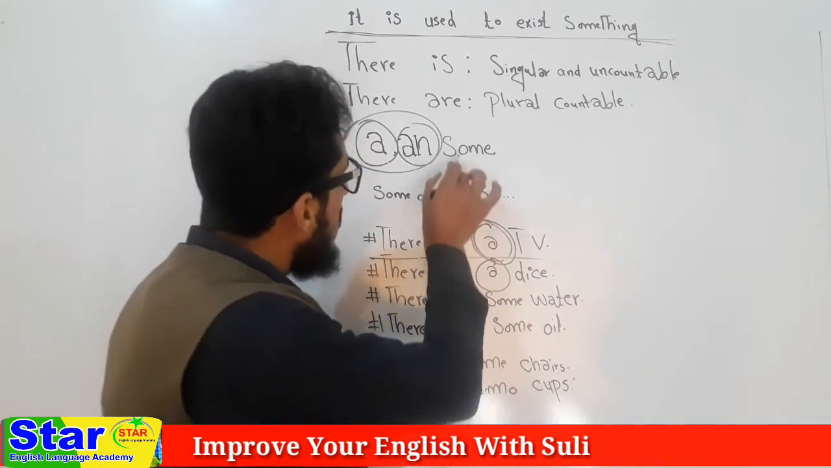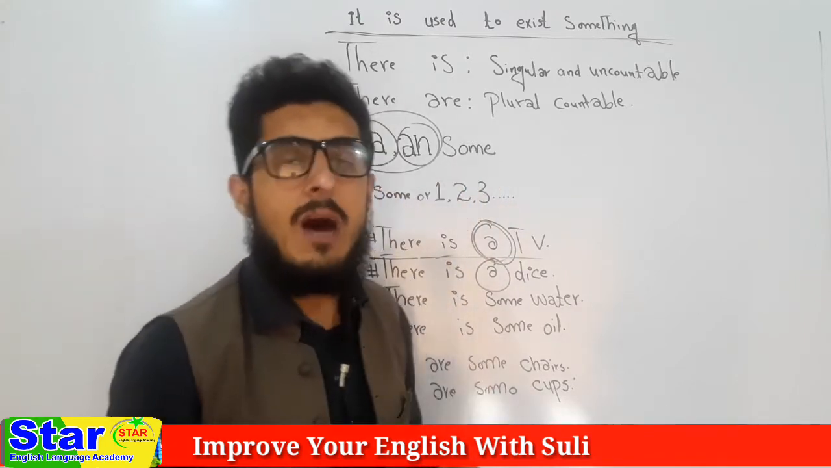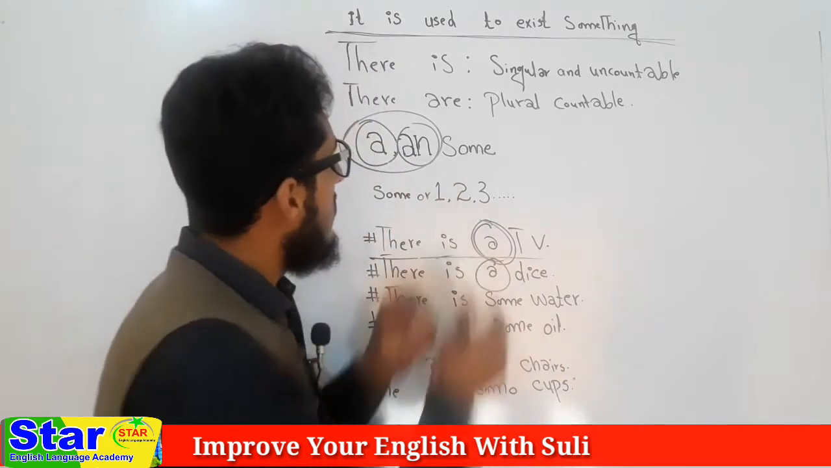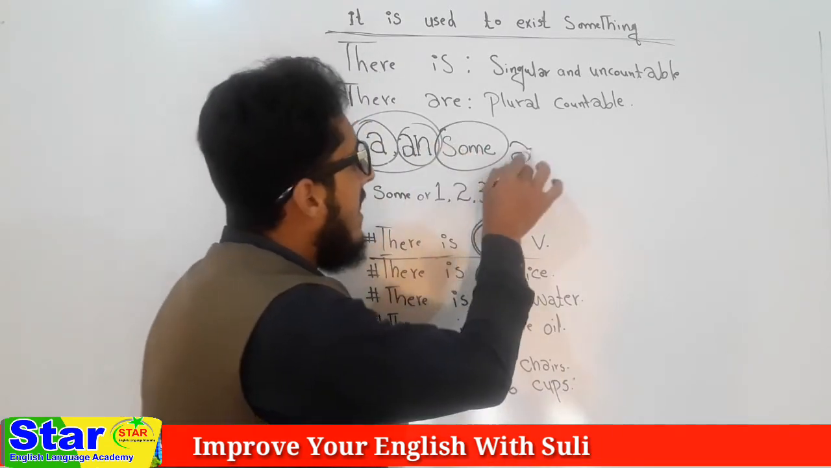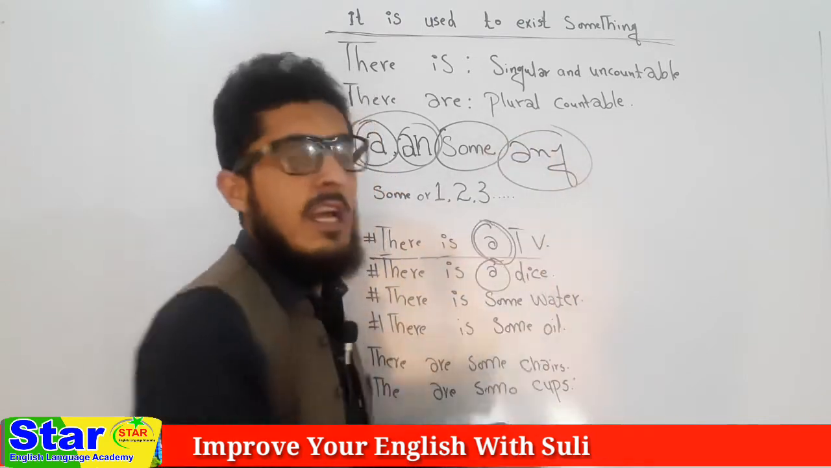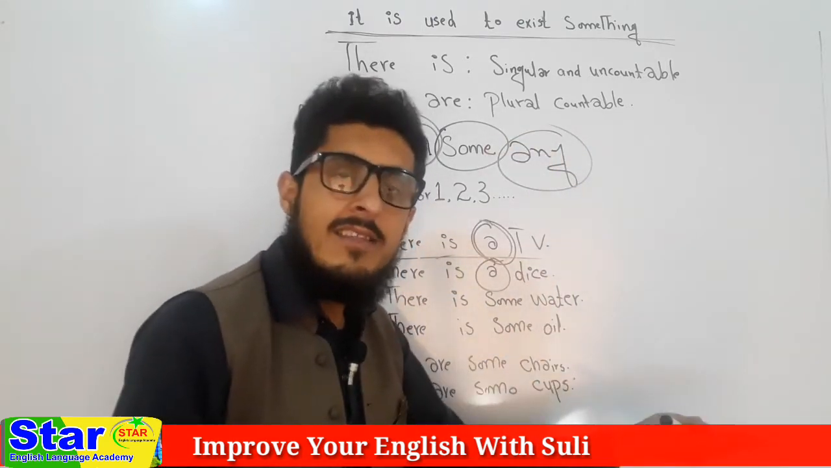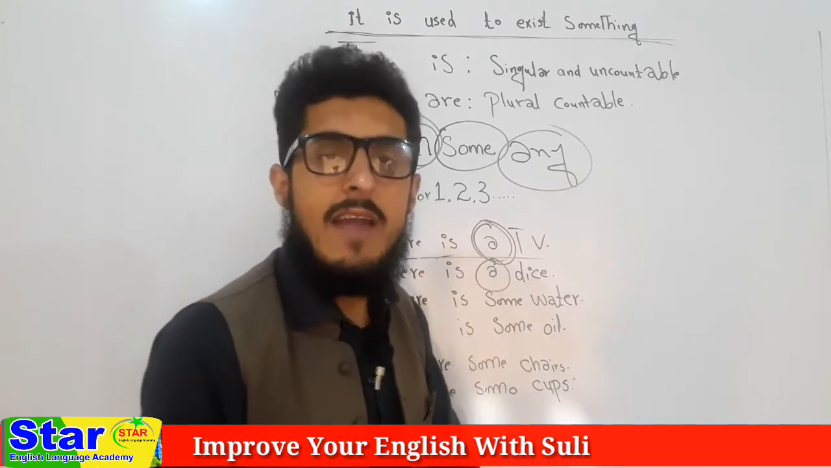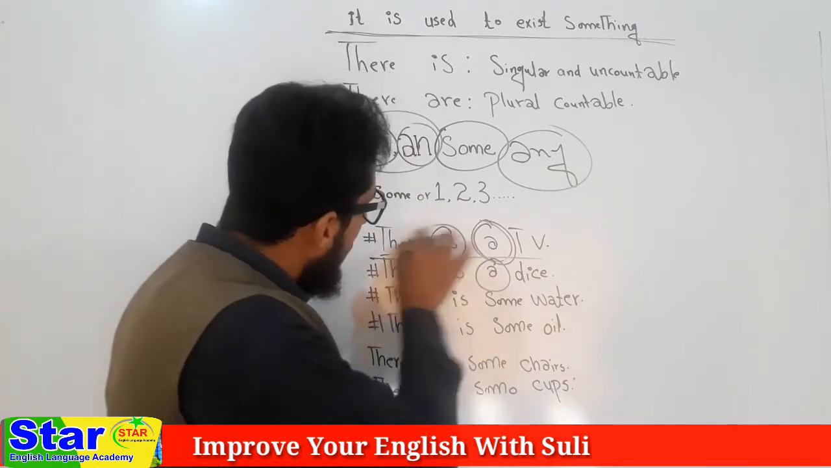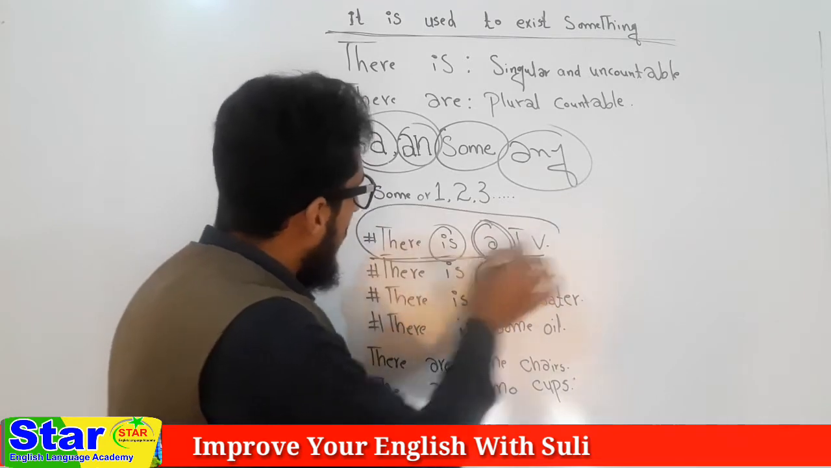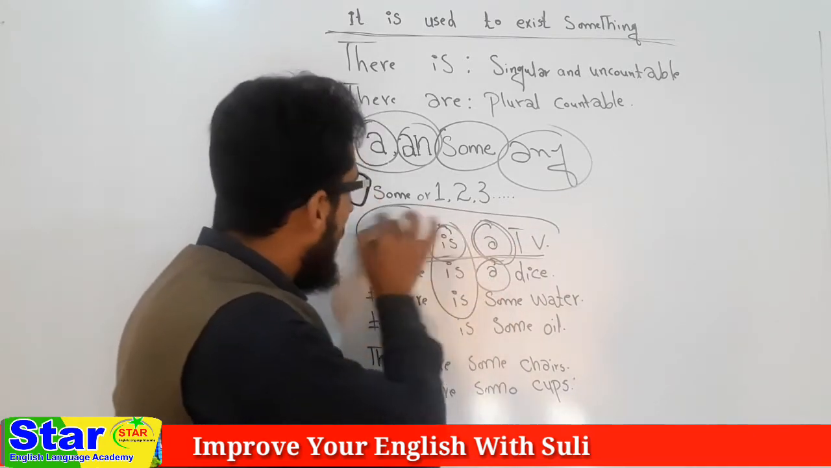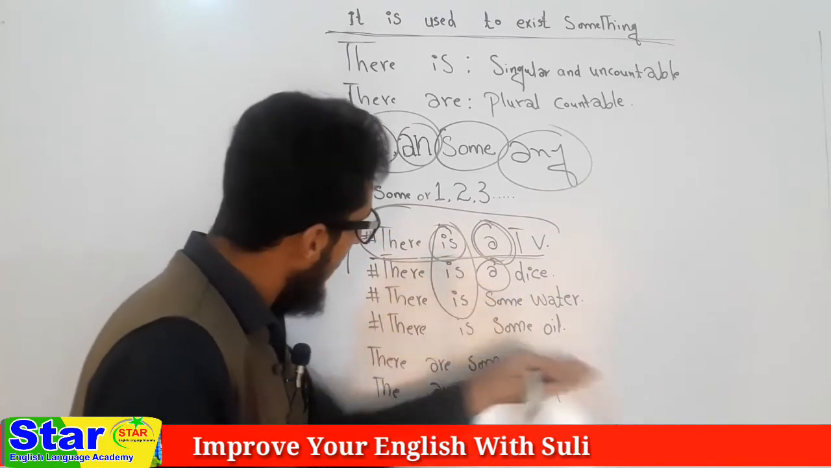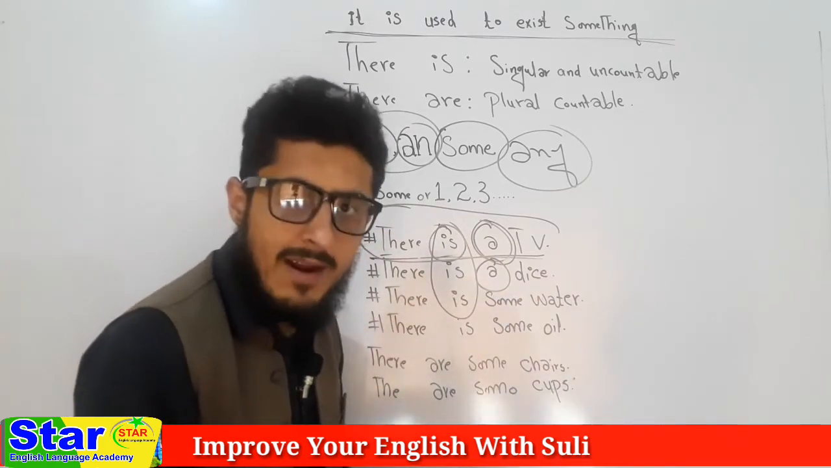When we talk about the interrogative of this sentence, like there is some water in the glass, instead of some, we use any in an interrogative question. Like, is there any water in the glass? As well as in the negative, we put any. So there isn't any water in the glass. When we make questions from these sentences, is will come at the beginning of the sentence. Is there a TV? Is there a dice? Is there any water? Clear?